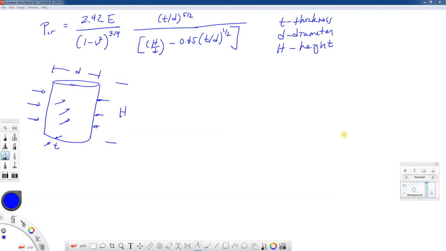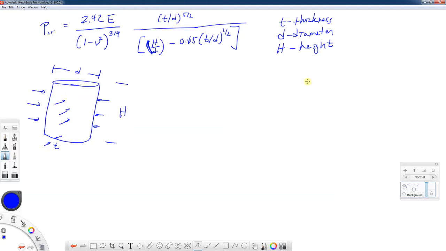Alright, so we have this lateral pressure acting on the cylinder, and E and nu, again, the modulus of elasticity and Poisson's ratio. The other terms in here are the geometric dimensions. And you know, if you think about it, it makes sense. If you decrease the thickness, if you increase the diameter, you're going to get a lower buckling load, and if you expand the height, you get some effect with that as well. So all these terms in here kind of make sense.